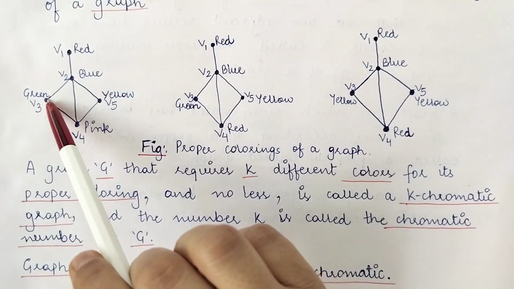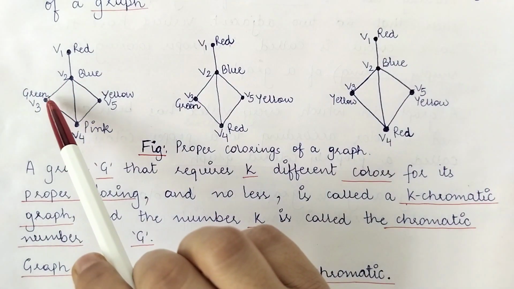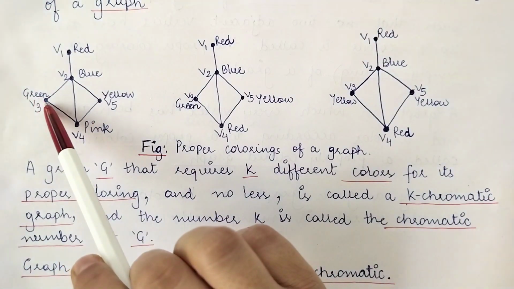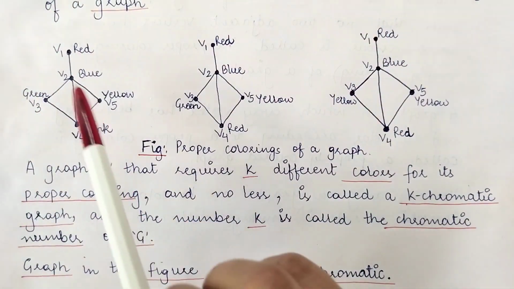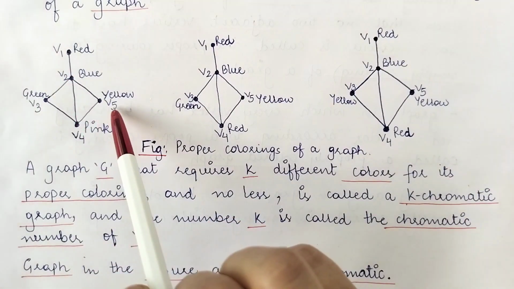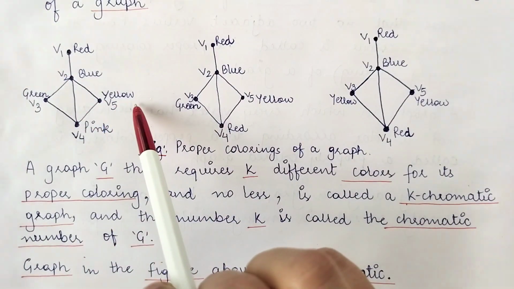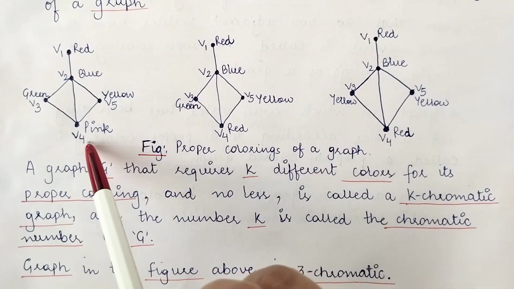Then V3 is a vertex which is adjacent to V2. So V3 cannot be assigned blue. V3 has been assigned green. Then V5 is also a vertex which is adjacent to V2. So V5 can also not be assigned blue. So V5 is assigned yellow. Then we are left with vertex V4.